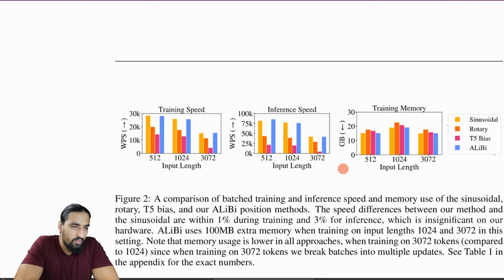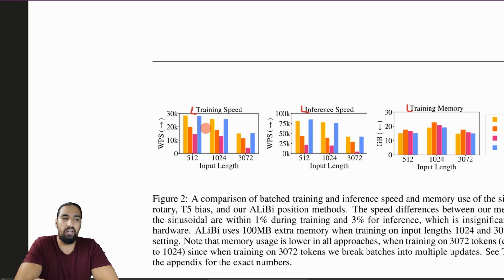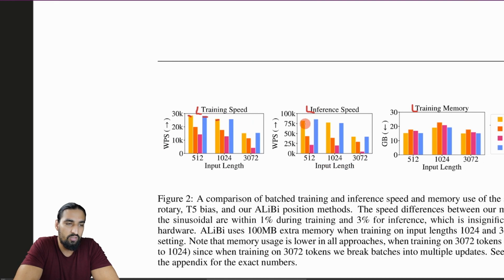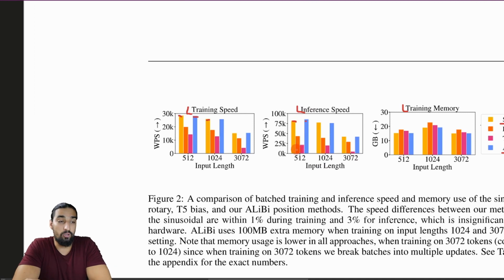When we compare ALiBi with the three baselines across three dimensions, the training speed, the inference speed, and the training memory, we again see awesome results, because sinusoidal, the original transformer, and ALiBi are on par. Here is the training speed, in words per second, and the higher this metric is, the better. You can see that the sinusoidal one, the original transformer, and ALiBi are on par across different input lengths. Then we can see inference speed, again fairly similar across all of the input lengths. Here it's even a bit higher, so that's kind of strange.